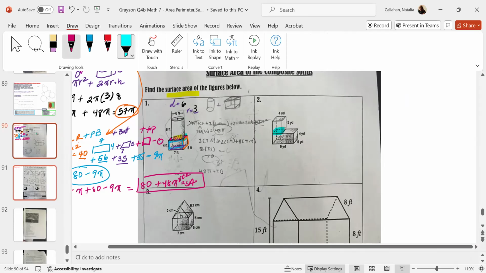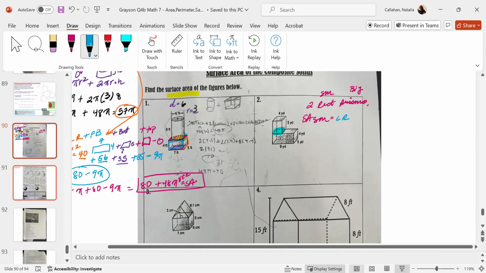All right. So what are your two shapes? The two shapes, a rectangle and a rectangle. That's two rectangular prisms, right? All right. So we have a small one and a big one, right? Let's find the surface area of the small one.